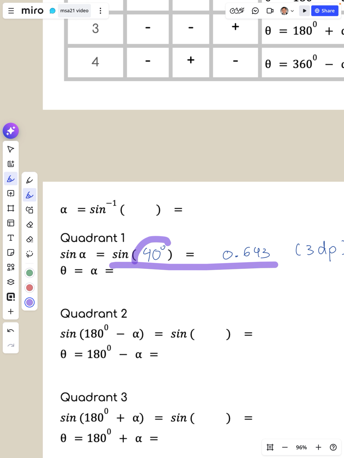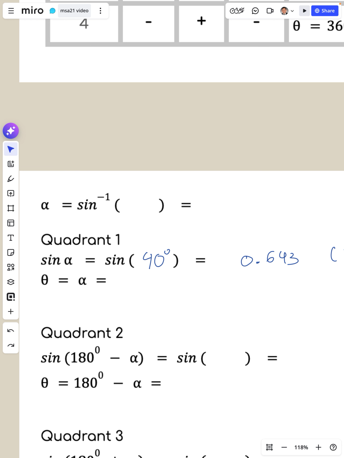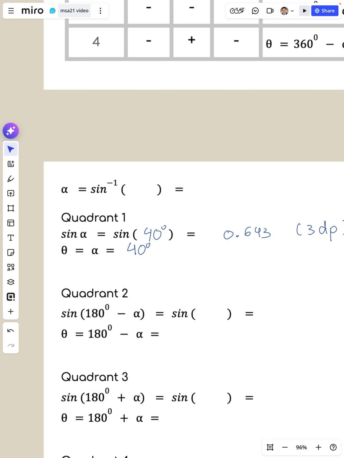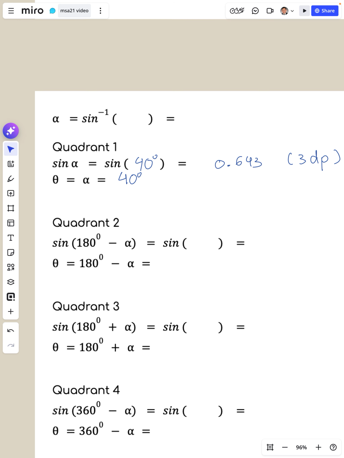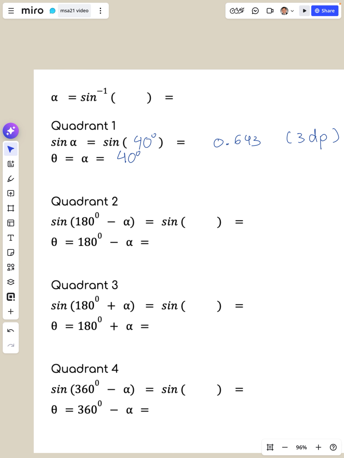This is definitely quadrant 1 because the angle here is between 0 and 90 degrees, which means alpha is 40 degrees. We are given this value and you are asked to find the sine value of all the other quadrants without a calculator. Yeah, we can easily do this.